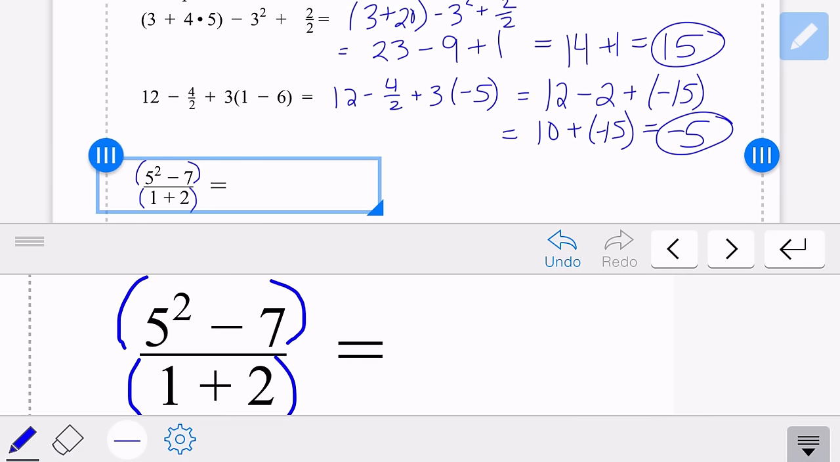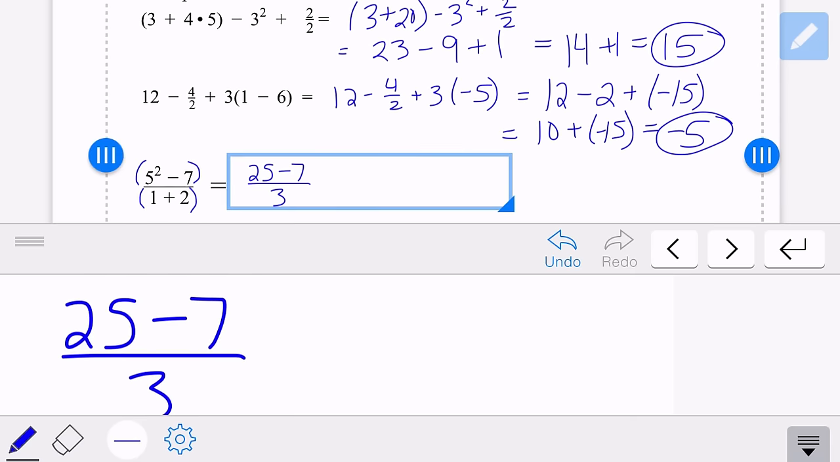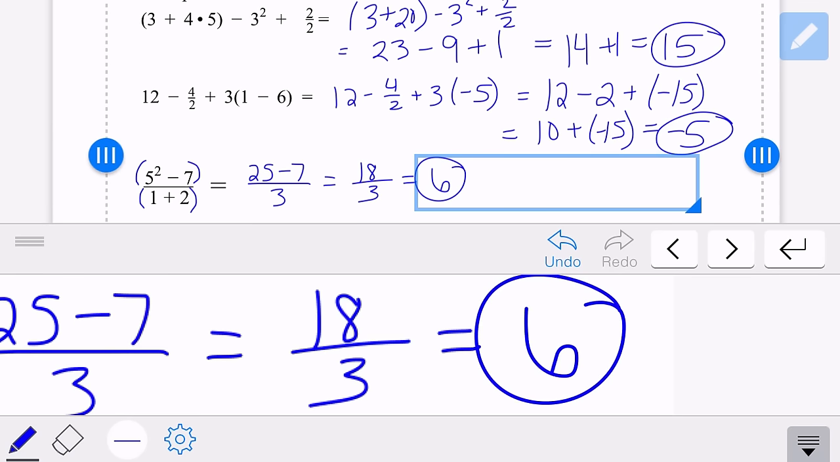So we've got a 5 squared minus 7 on the top. That's going to give you 25 for 5 squared minus 7. On the bottom, you'll just have 1 plus 2 would be 3. So then, simplifying that a little bit further, 25 minus 7 will leave you with 18. And then 18 divided by 3 will leave you with 6.